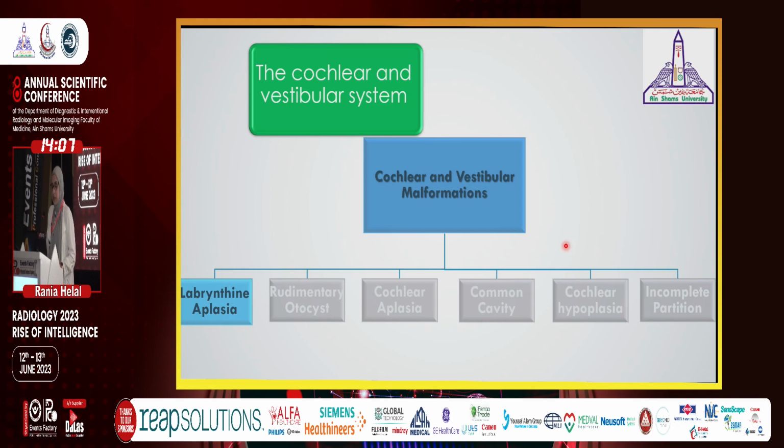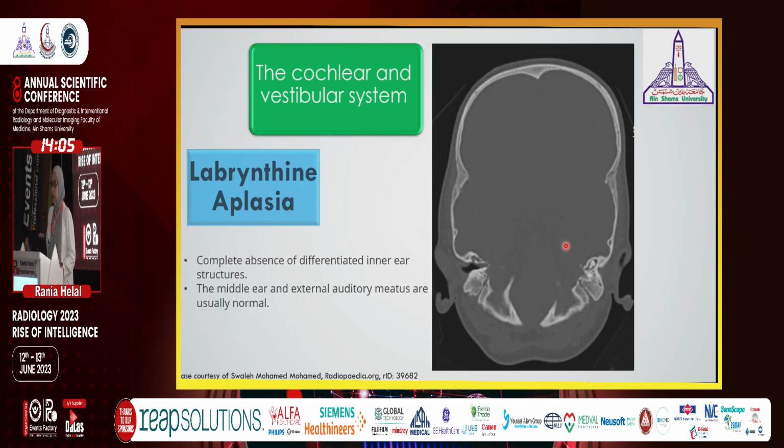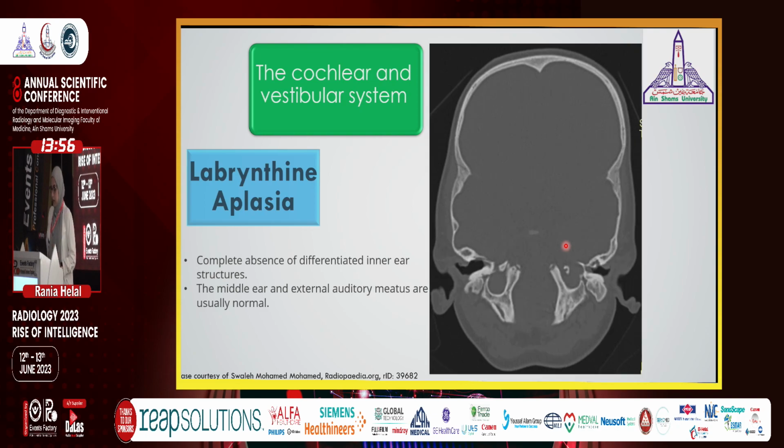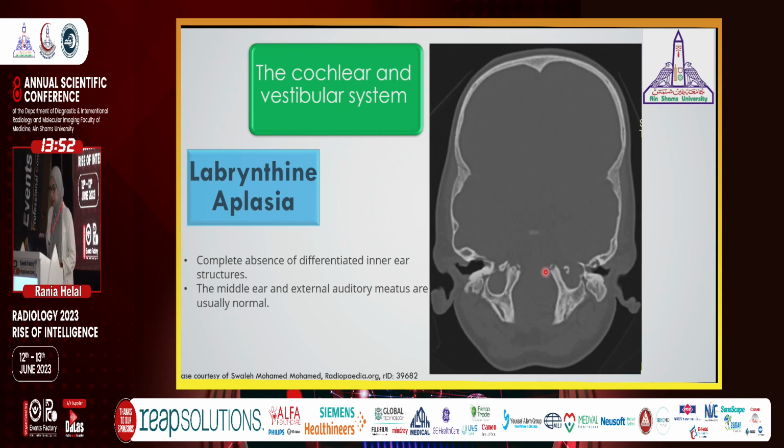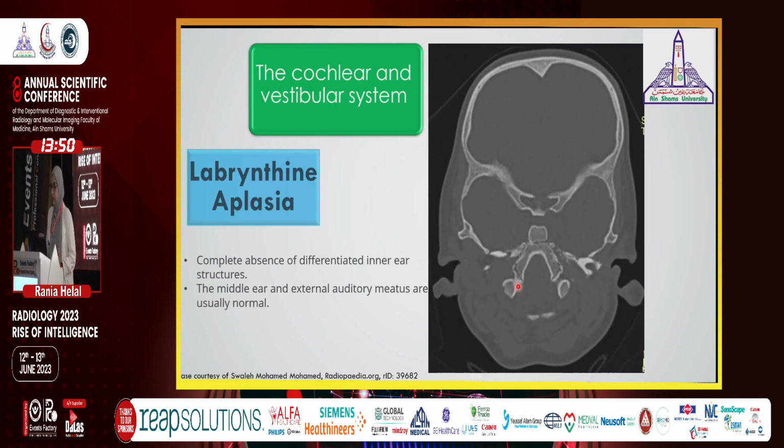We start with the Labyrinthine aplasia. The Labyrinthine aplasia is a complete absence of the differentiated inner ear cells. The middle and the external auditory canal are usually normal. This is an example. Here you can see the ossicles and external auditory canal are present, but we will not see the inner ear. It's not present.